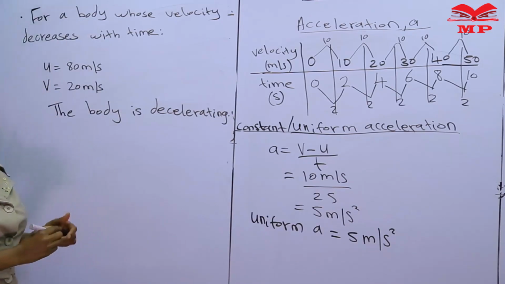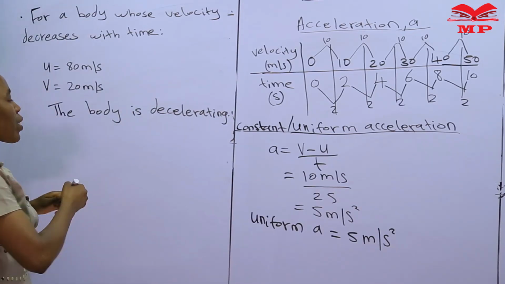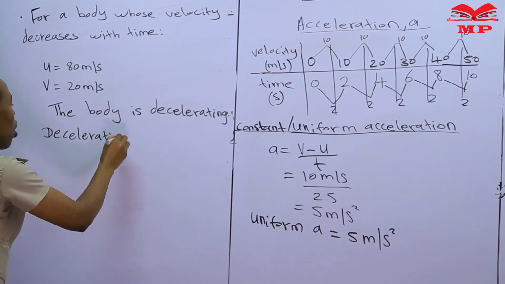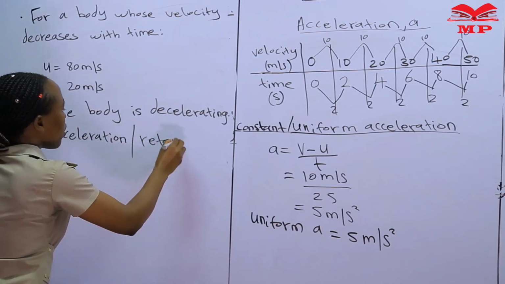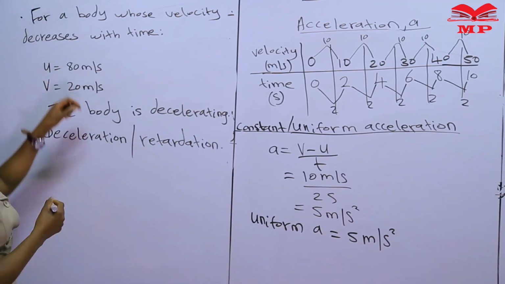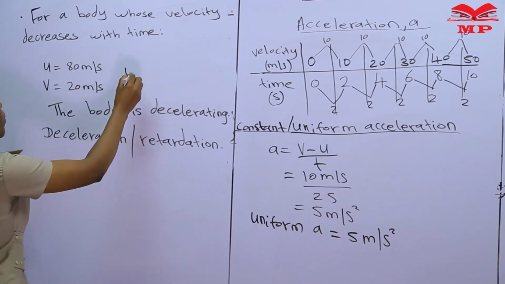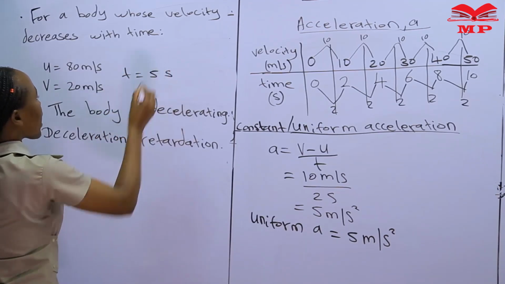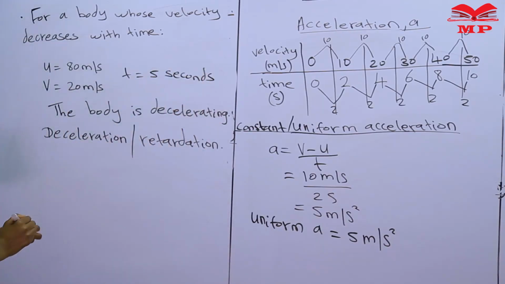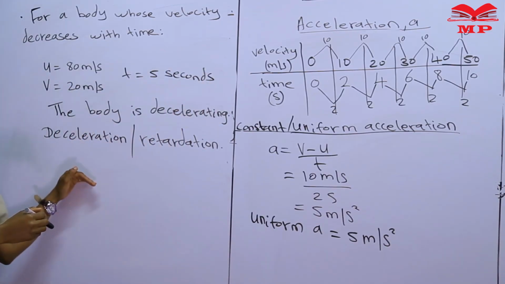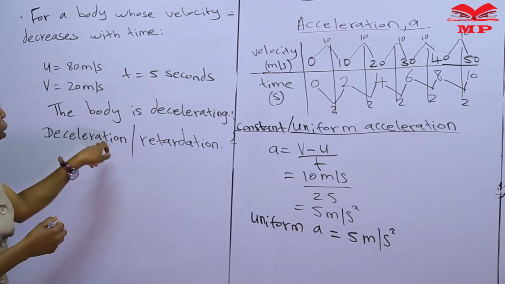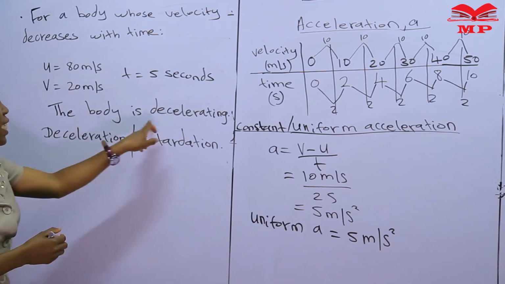From the one acceleration, now we have deceleration. We talk of deceleration or retardation, and we can calculate it from this. Let us say that the time taken here was 5 seconds. So we need to calculate that acceleration. If the acceleration is negative, we conclude that the body is retarding or decelerating.